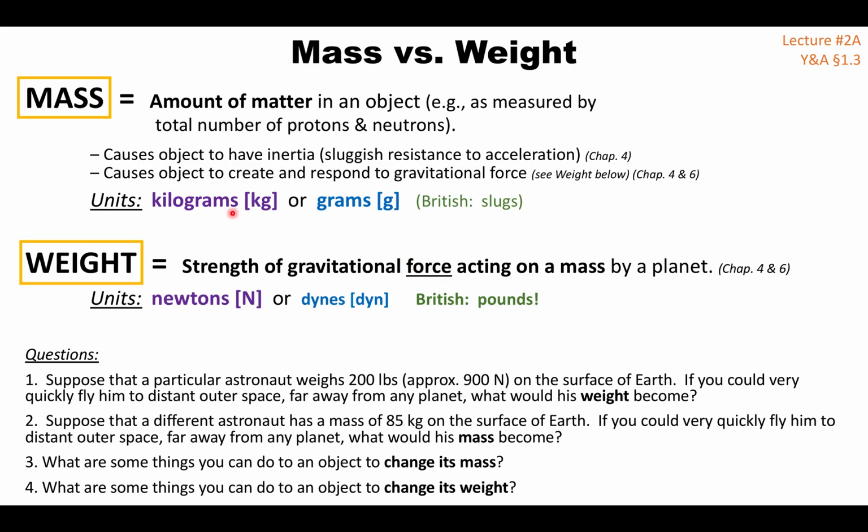So please be careful in physics class not to confuse the term weight with the term mass, and not to confuse the units that are used for each of those as well. Please take a look at the following 4 questions and try to answer them based on what you just heard, and pause the lecture now.